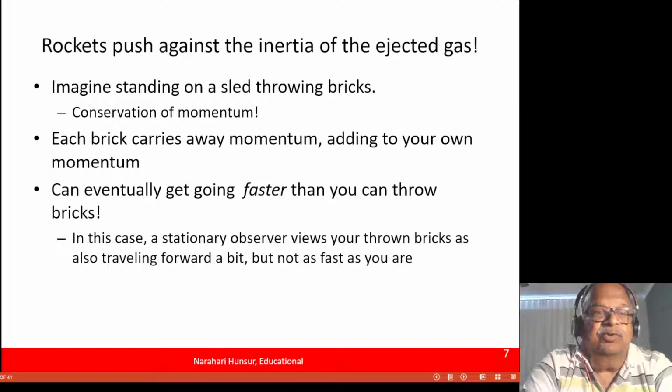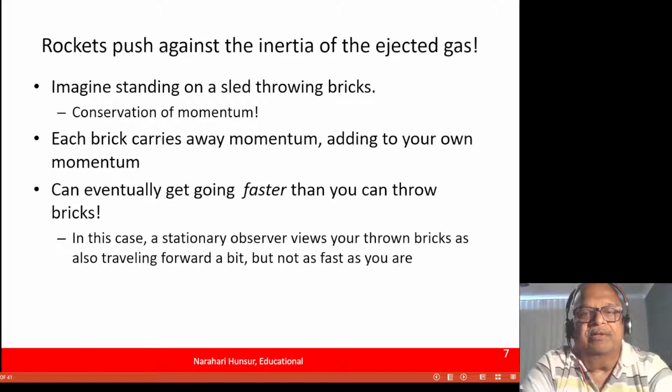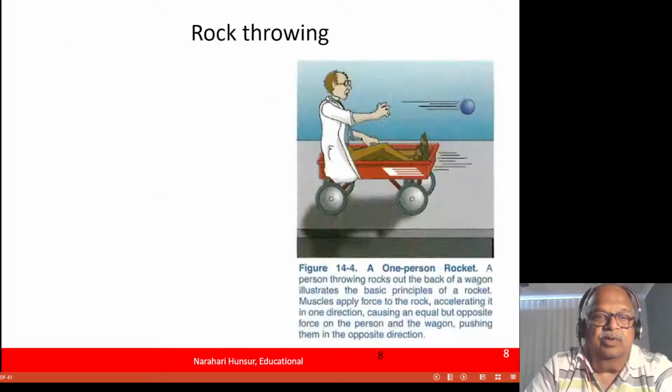And as I said, if you throw bricks, each brick carries away momentum, adding to your momentum. So you can, of course, eventually get going faster than you can throw the bricks. So this is an important point. While you can throw the bricks at a certain velocity, the rocket actually can go faster than that because it's additive. We'll see how that happens in a short while.